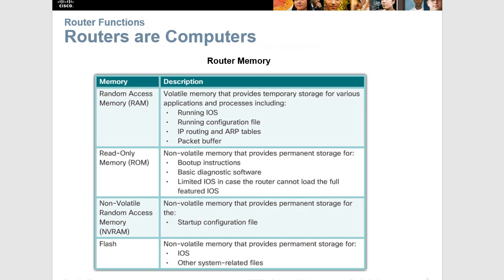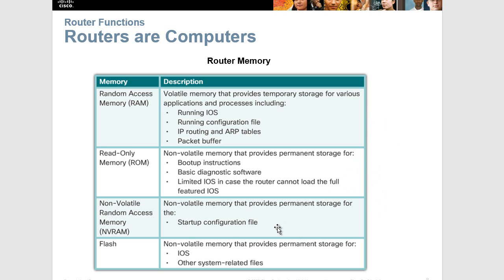More review materials. We've talked about RAM and what's stored there: your running config, your running IOS, your IP and ARP tables, your packet buffer. You see that all here. Remember, your startup config is stored in NVRAM, and that then loads into RAM as you boot the router. So that running config is in your RAM. You never have a startup config file in RAM. You never have a running config file in NVRAM.